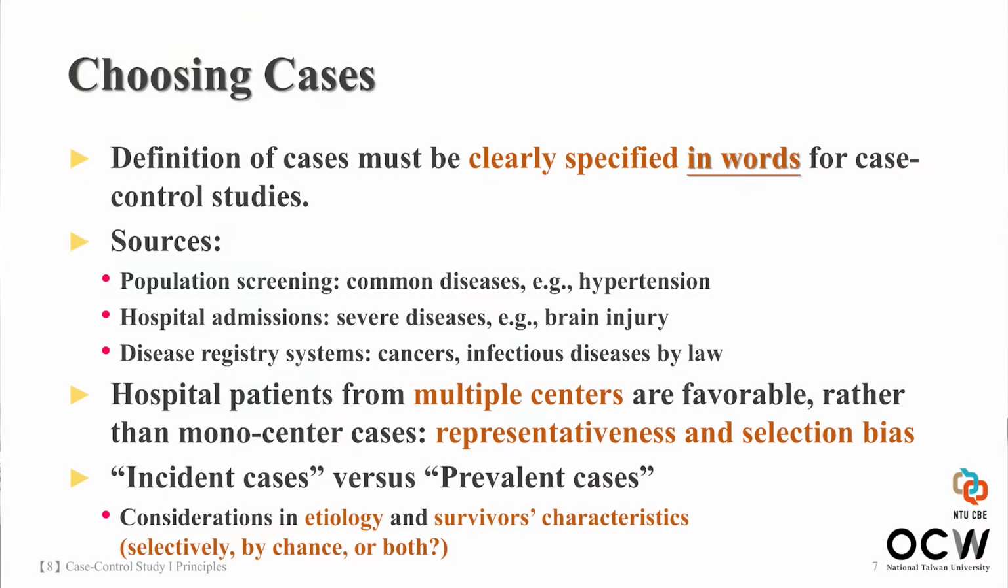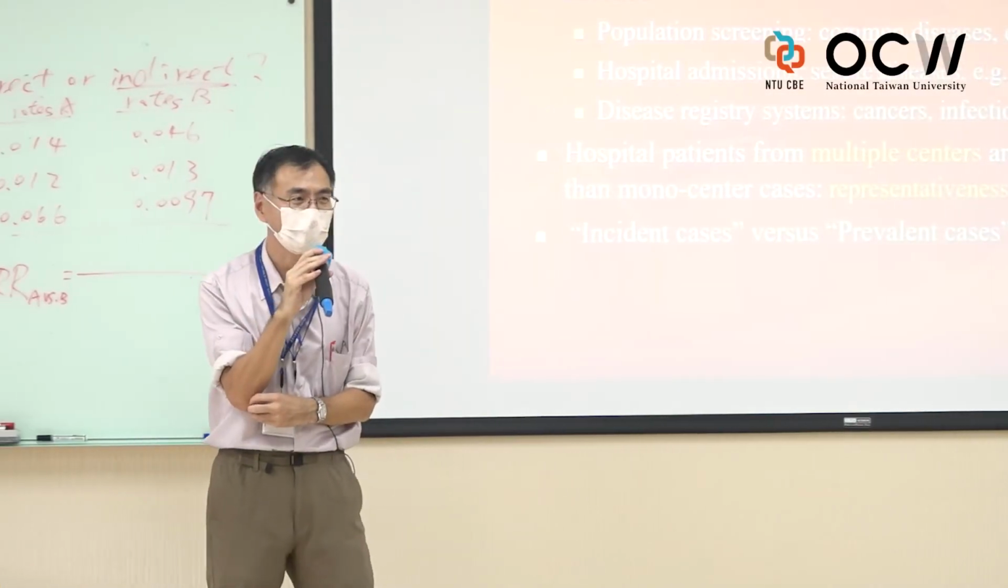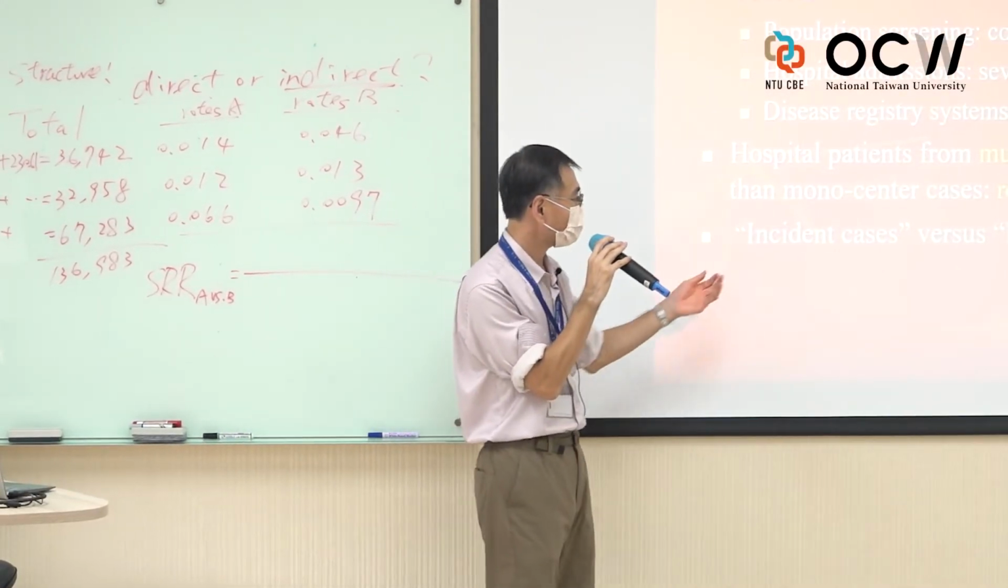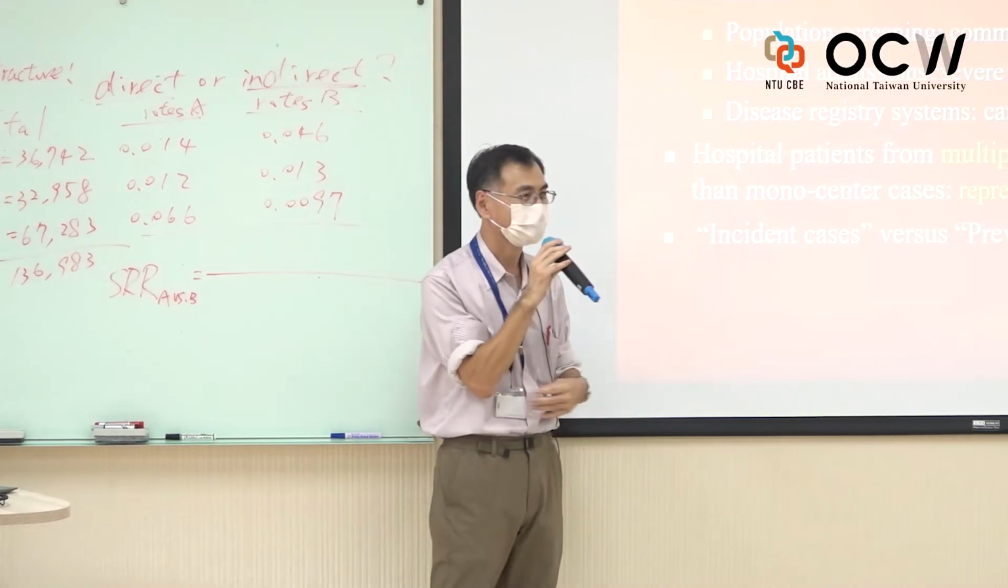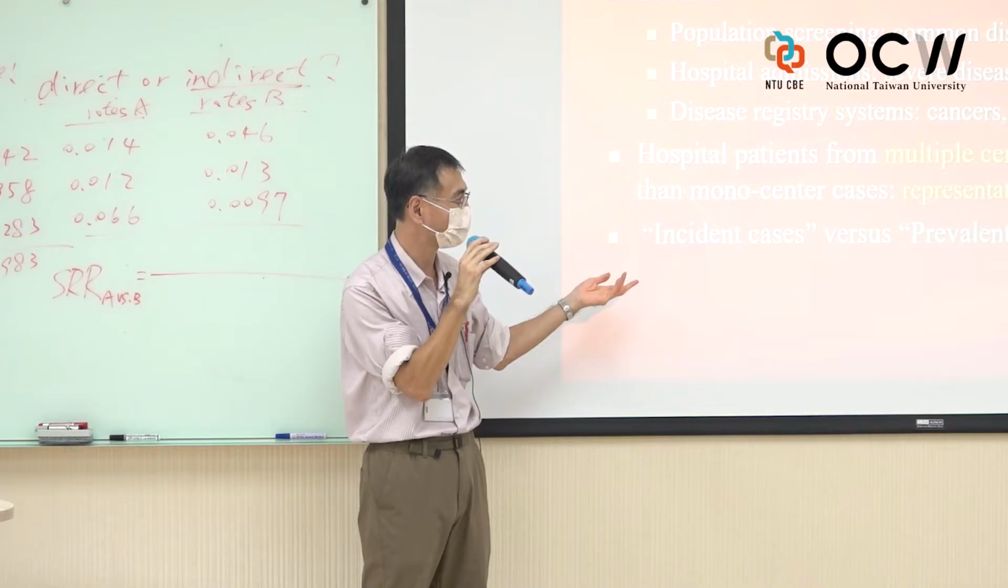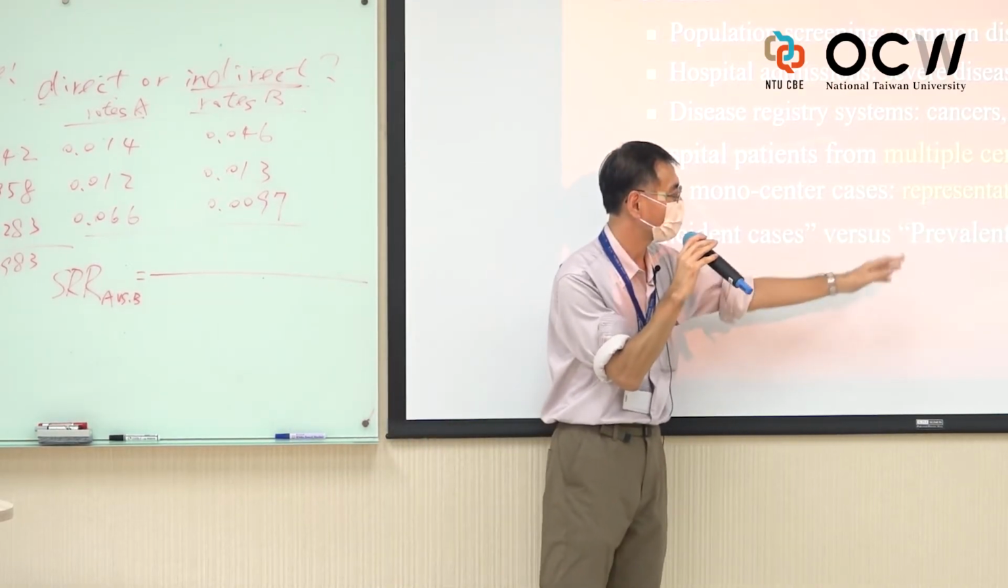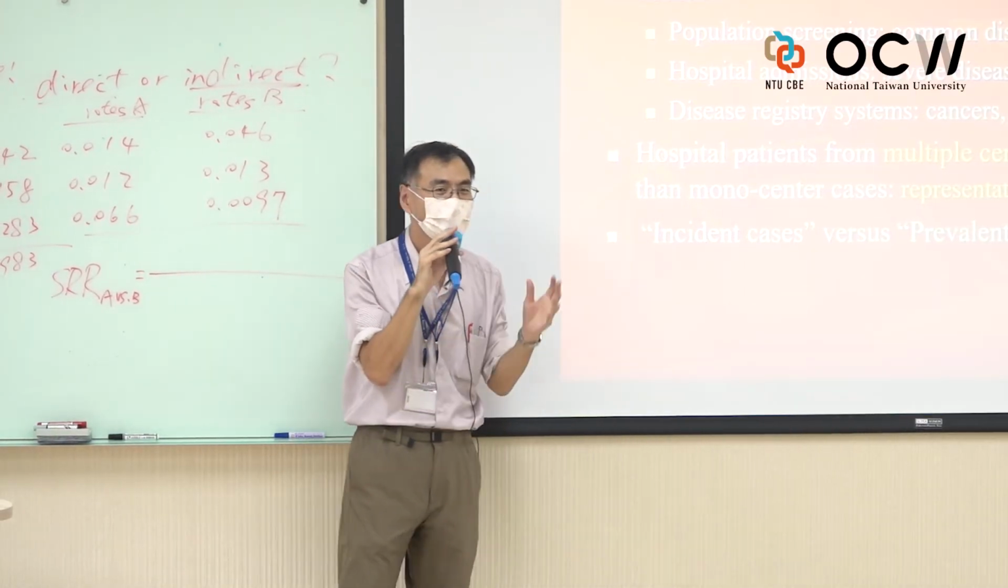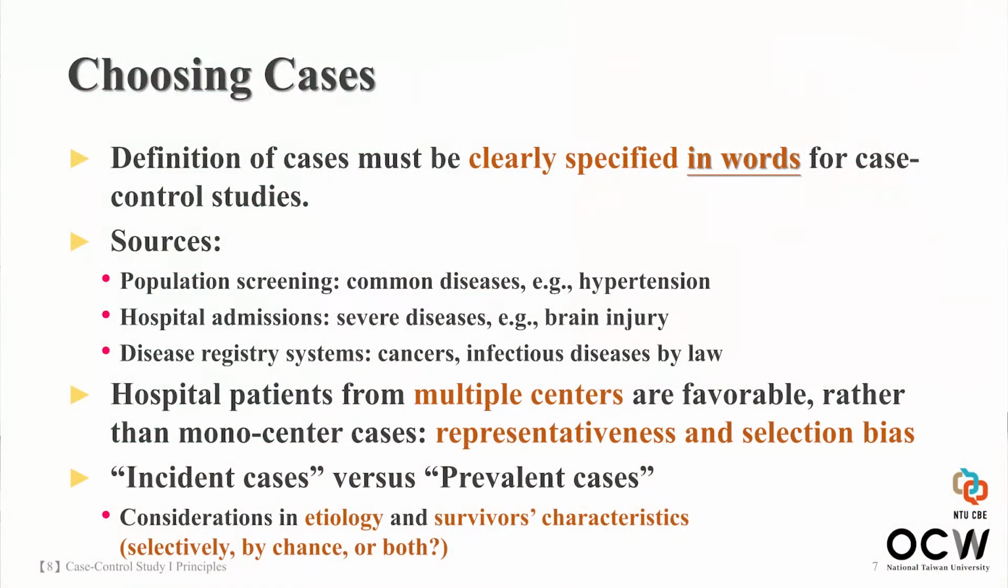But there's another issue I have to mention: existing cases are cases, right? Incident cases are also cases. Especially for chronic disease, the prevalent cases might take the biggest part of them, right? But if it's an acute disease, the incident cases might take the most part of them, right? But if they do not die easily or quickly enough, then there will be more and more prevalent cases. So all the cases might be a mix of incident cases and prevalent cases.